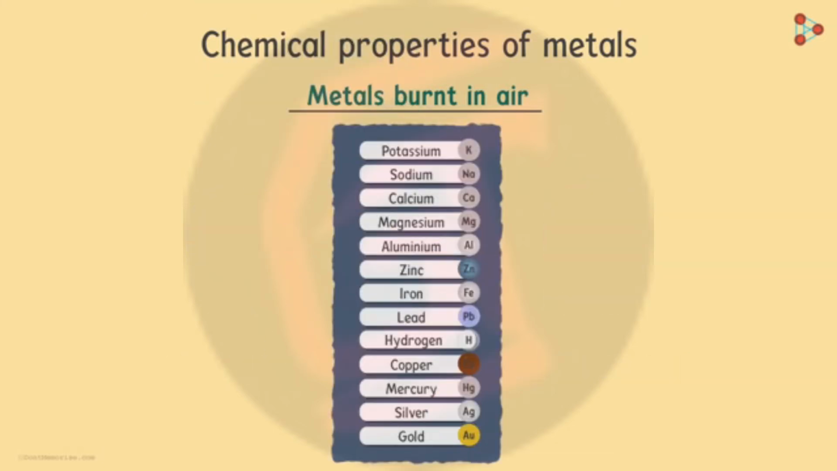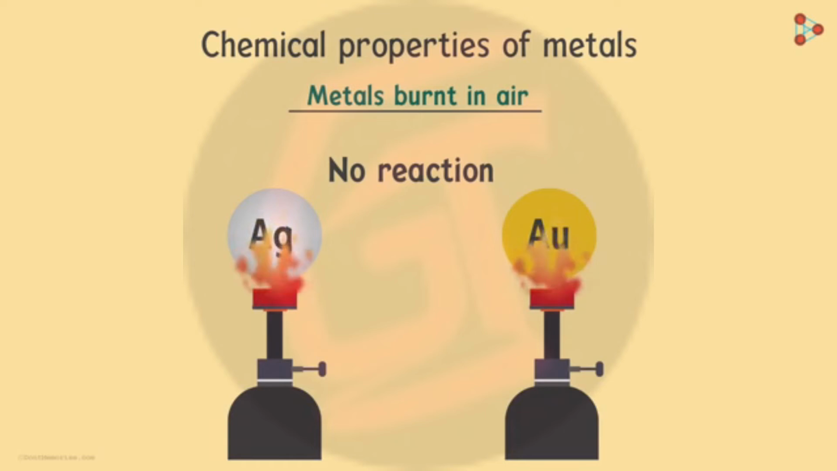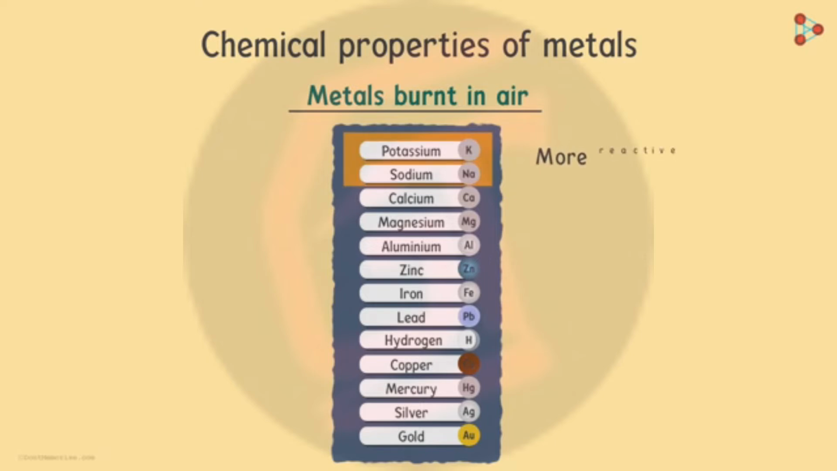And which metals do we have at the end of the spectrum? Yes, silver and gold. Can you guess how they react with oxygen when burnt? Silver and gold do not react with oxygen at all. Yes, they don't react even at high temperatures. So we see somewhat of a pattern even amongst the metals. Sodium and potassium are more reactive, whereas magnesium is relatively less reactive.